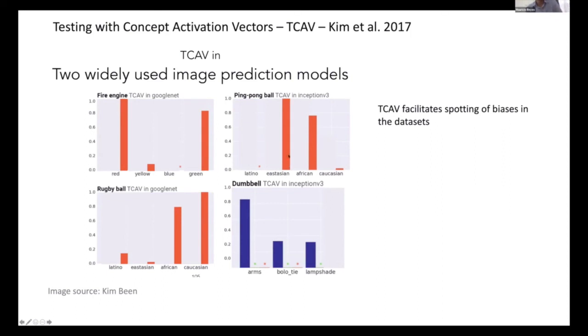And the same they found, for example, for the definition of a ping pong ball, because many images included East Asian players. So the system was actually using that to classify that image as a ping pong ball. The same with rugby balls or dumbbells. The presence of arms, for example, was a correlation that the system used.